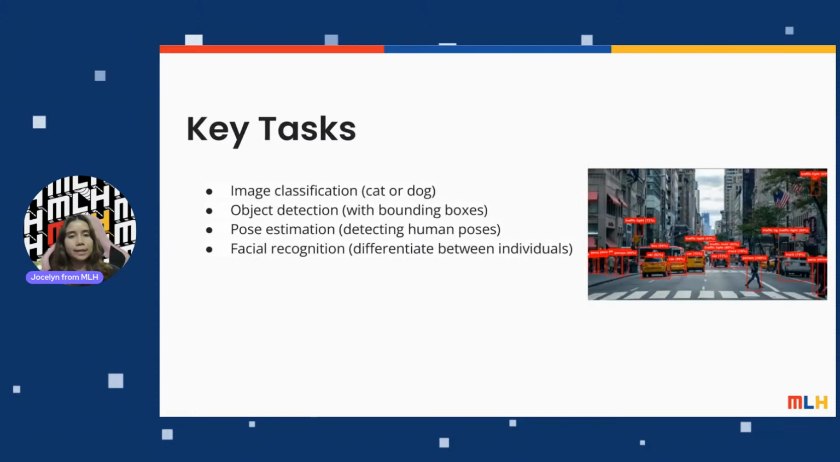Some of the key tasks or examples in the computer vision field: the first one is image classification, as I already mentioned. You detect whether an image represents a salad, a pizza, a cat or a dog, whatever thing you want to classify inside an image.